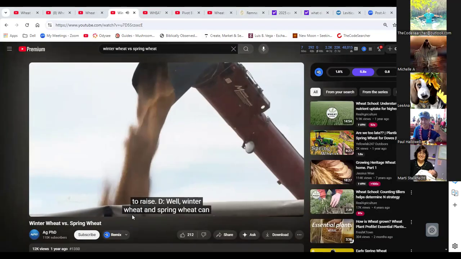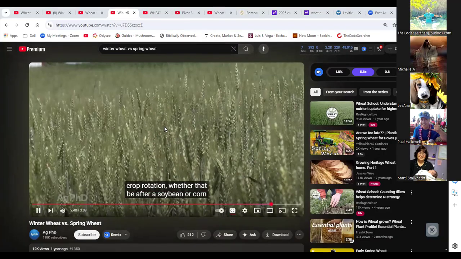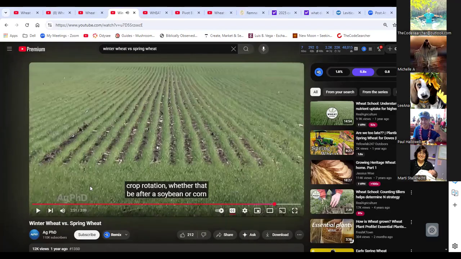Well, winter wheat and spring wheat can both be very profitable crops. They can be nice in a crop rotation, whether that be after a soybean. By the way, what you just saw there with those heads, that's what it looks like in May. And you can't harvest that. You can harvest early, but guess what? You still got to dry that grain out for about 3 or 4 weeks on a big rock or something.